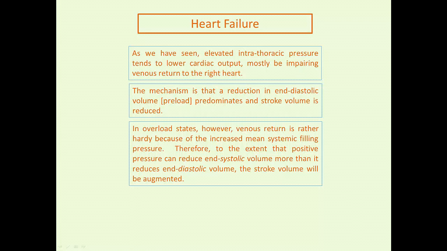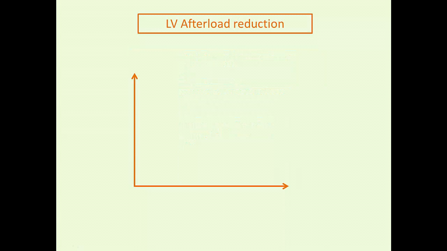So to the extent that positive pressure can reduce, now this is very important here, it can reduce end systolic volume more than it reduces end diastolic volume, the stroke volume will actually be increased. And I've got a slide here that I think will animate this fairly. So on the x-axis here, this is a Sagawa pressure-volume relationship, and I talk about this to more extent in Chapter 2. This is volume on your x-axis, and importantly, this is transmural pressure on the y-axis.